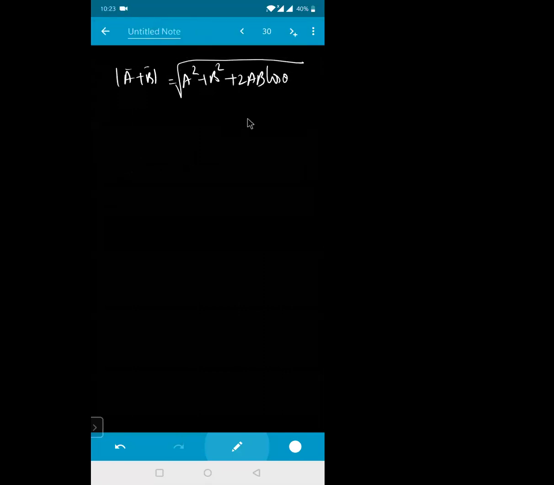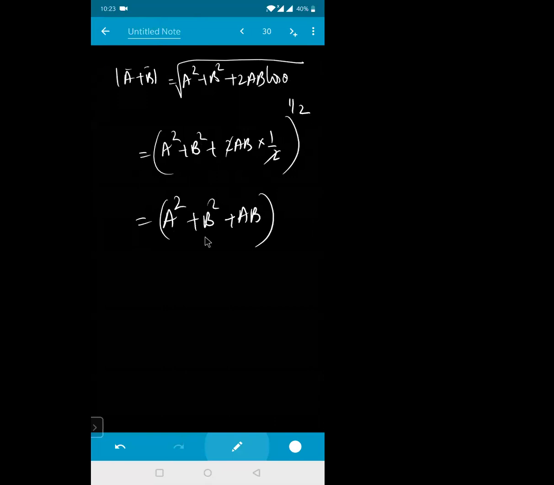ठीक है ना? So cos theta value is how much right now here? So this is a square plus b square plus 2 into ab into cos 60 is 1 by 2. So this will go, this will go. So this will become 1 by 2. So this will become a square plus b square plus a into b to the power of 1 by 2. This will be your answer. Clear for everyone?